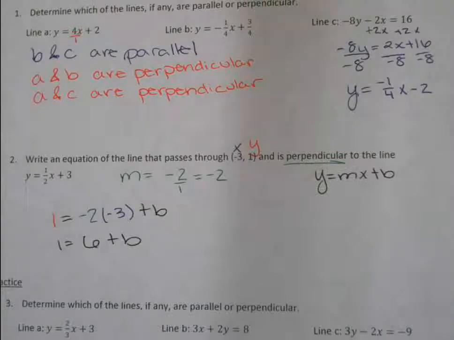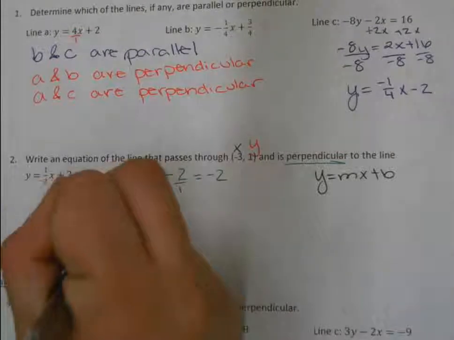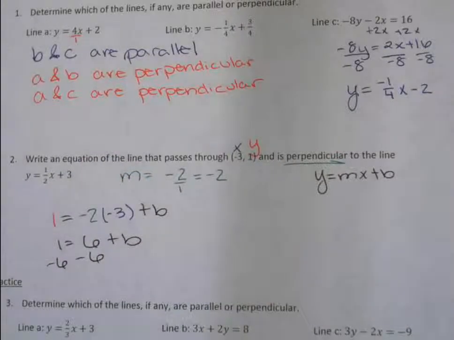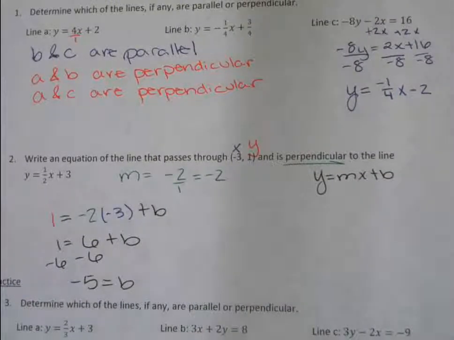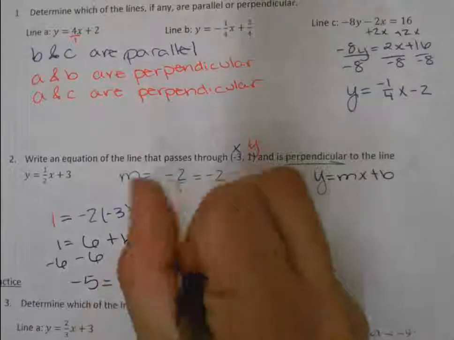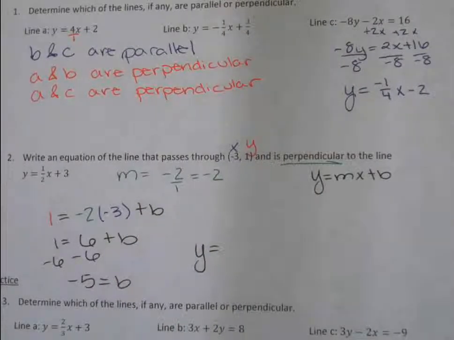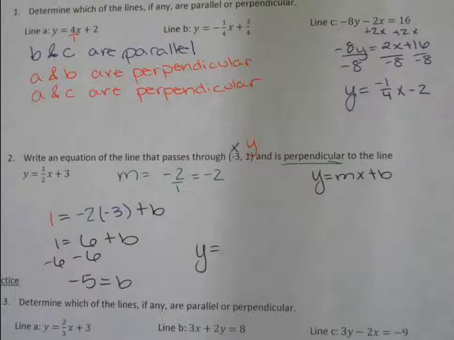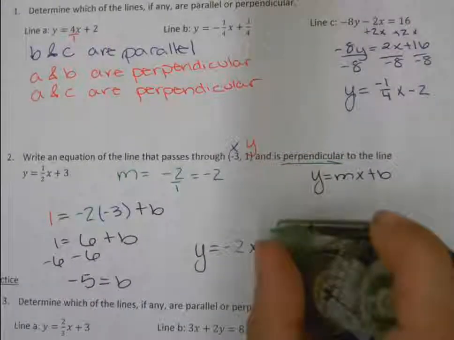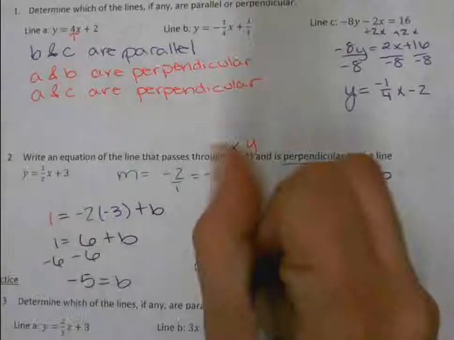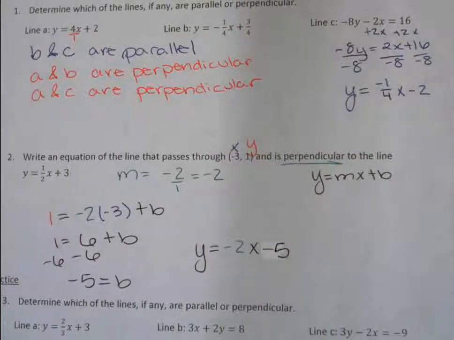And then how do I get b by itself? Subtract 6 on both sides. 1 minus 6 is -5. And am I done? No, what do I have to do? Make my equation. So I get y equals what number? -2x. Oh, -5. Are there any questions?